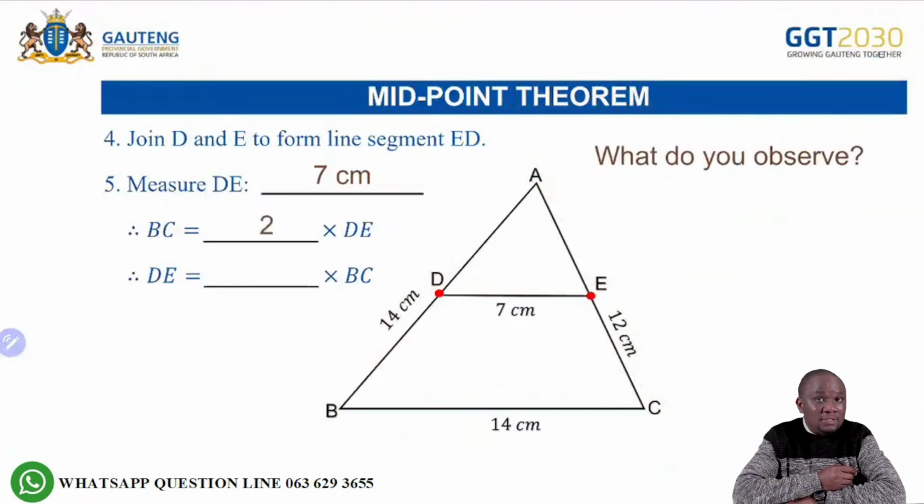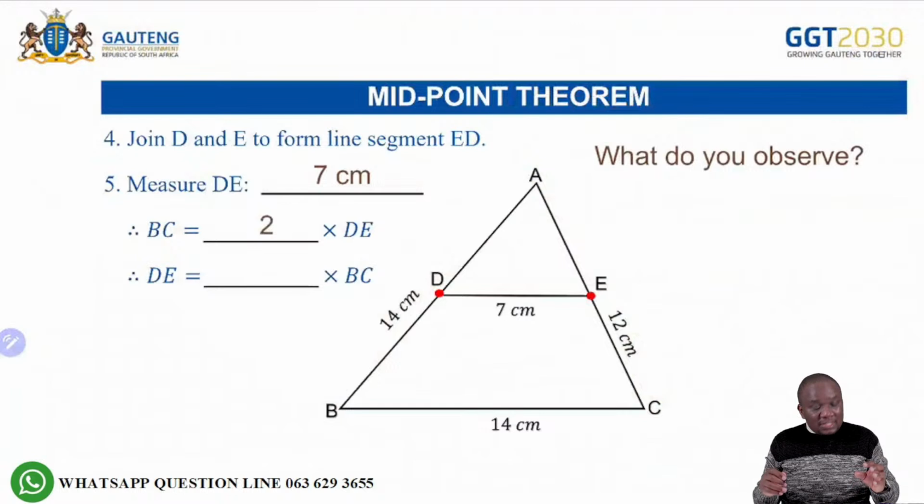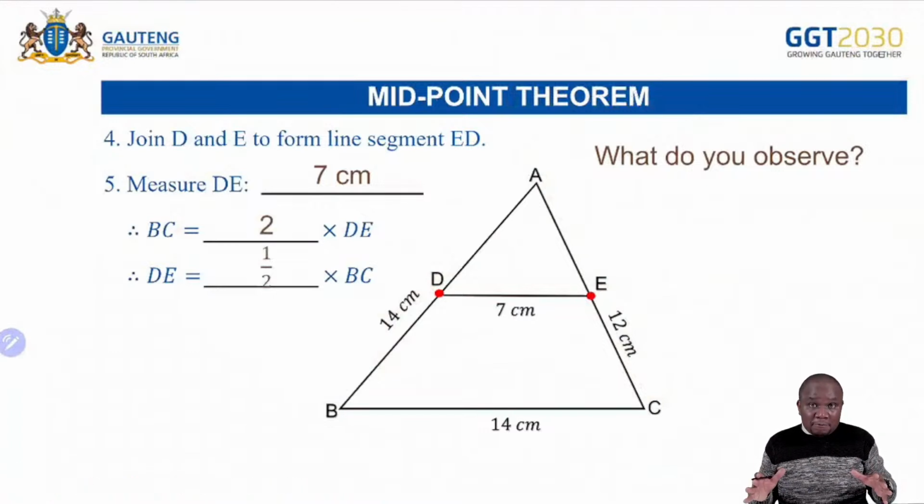It's a theorem. A theorem is something that has been proved, so you don't need to prove it again. Once you see a line segment joining the midpoints of two sides of a triangle, that line segment is half of the third side. You don't need to do any measurement. Just use the theorem. So now BC is 2 times DE, or you can say DE is half times BC. We have proved that now.